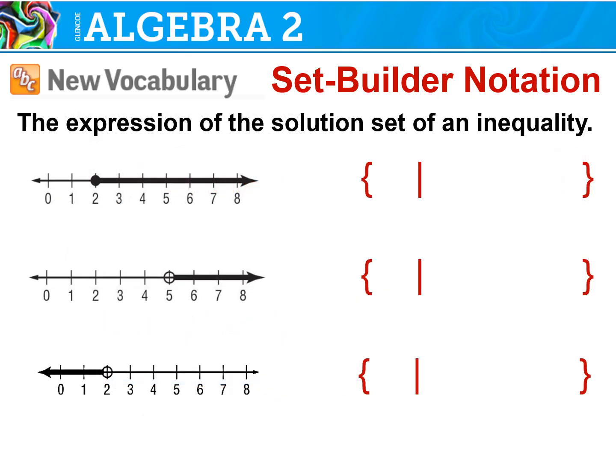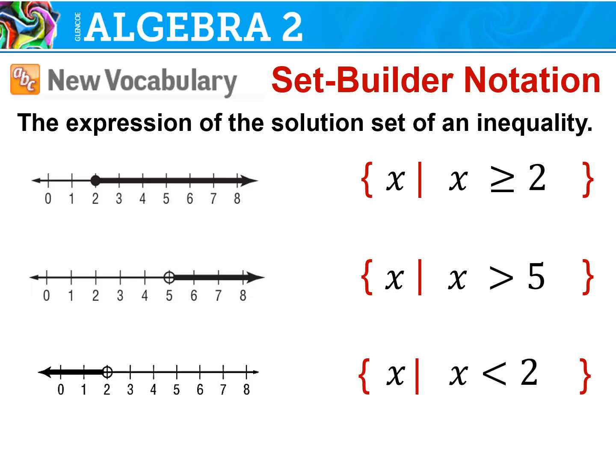We are to use set builder notation to write the expression of the solution set for the inequality that is graphed. We can use whatever letter we want. I'm using X. So on that number line, that's the set of all values X such that X is greater than or equal to 2. The next one, it's the set of all values X such that X is greater than 5. It's not colored in, so it's not equal to. The last one is the set of all values X such that X is less than 2.